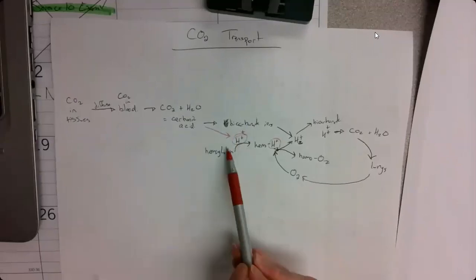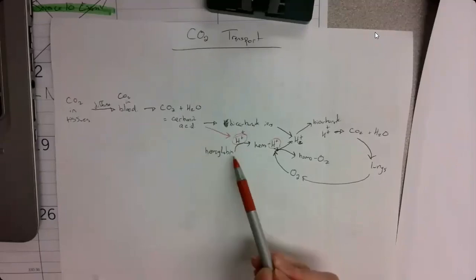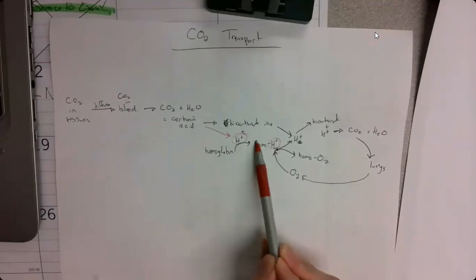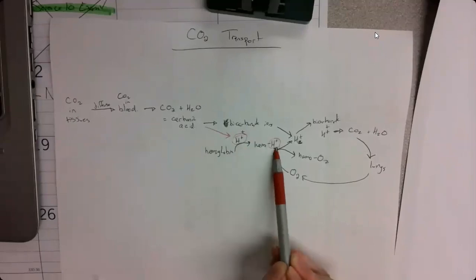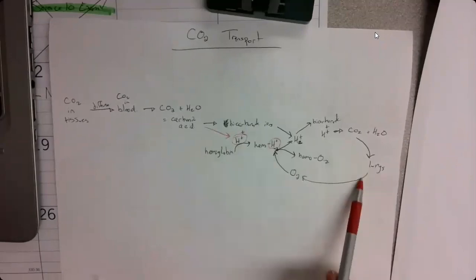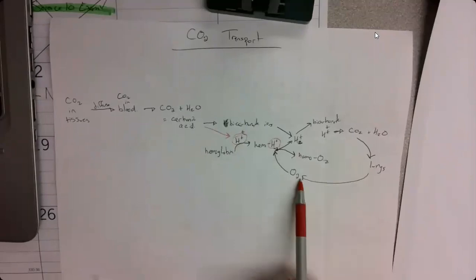Then the hemoglobin in your blood is going to come along and bind with that hydrogen ion to form a hemoglobin holding a hydrogen ion. And that's going to be carried all the way to your lungs. Once it gets to the capillaries around your lung, you are going to have oxygen diffusing from the alveoli of the lungs into your blood.